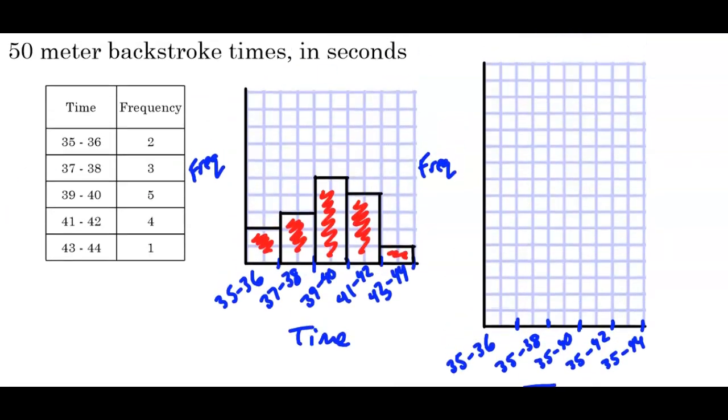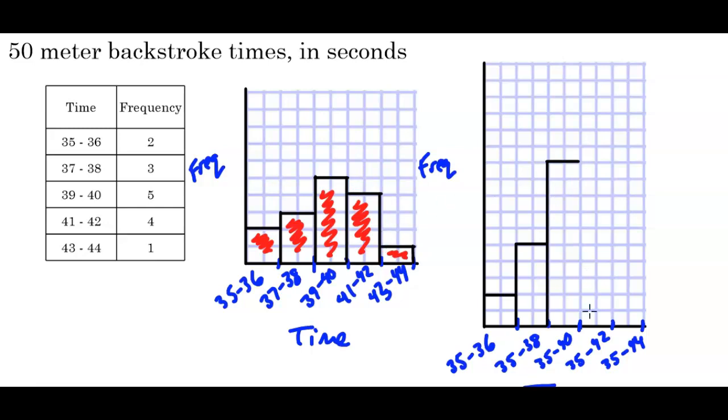And now we're going to accumulate data as we go. So that first interval still has 2. Now when we go 35 to 38, we're adding the first 2 bars in the previous histogram together. So 2 plus 3, we're going up to 5. 3, 4, 5. And then we're adding the next bar, which is 5, so that takes us all the way up to 10. So 5, 6, 7, 8, 9, 10.